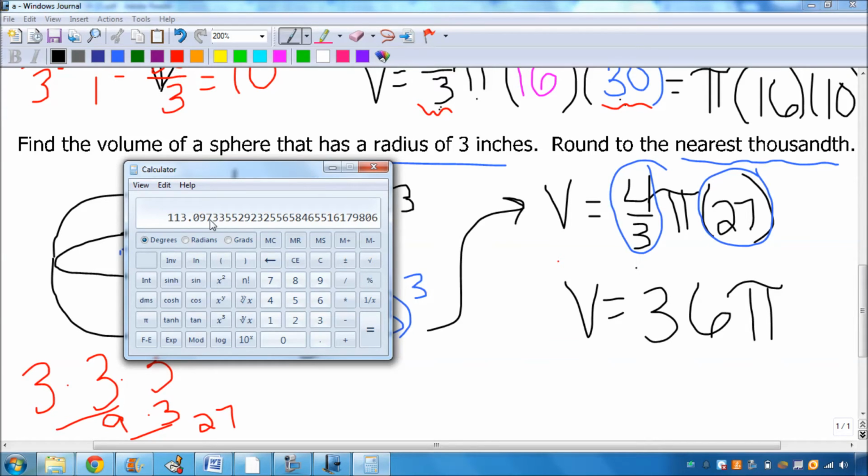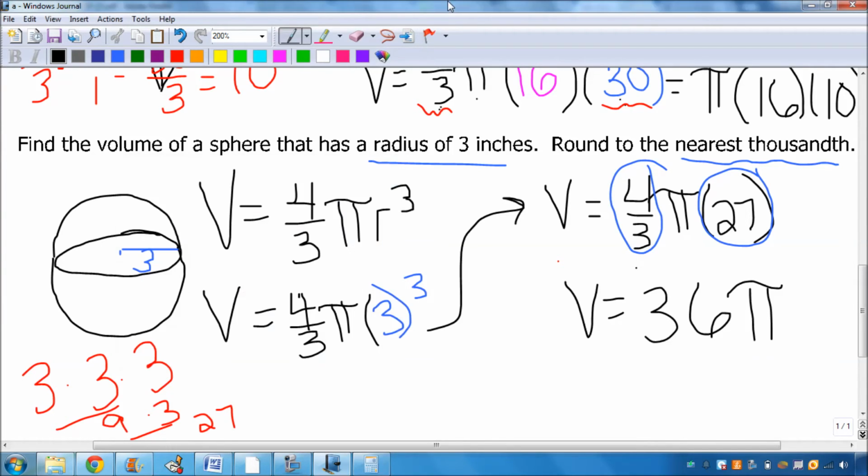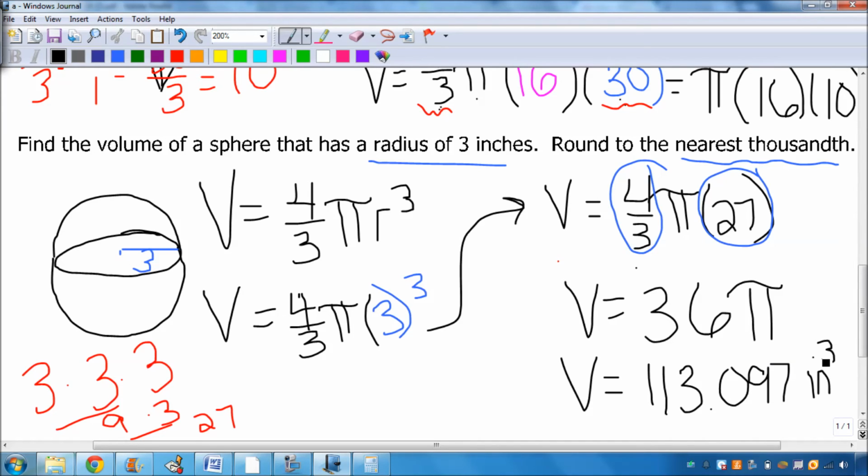So the 7 is my thousandths place. Look at what comes after the 7. It's a 3. Remember we said 5 and above, give it a shove, but 3 is not 5 and above, so all we have to do is keep the 7 exactly how it was. So here we're going to say the volume equals 113.097 inches cubed. And then we're done with that problem.